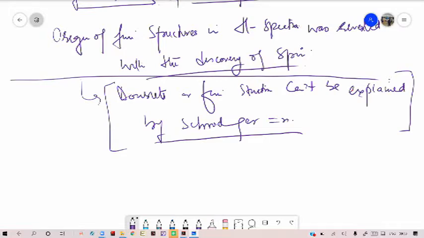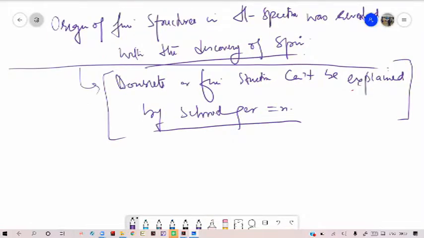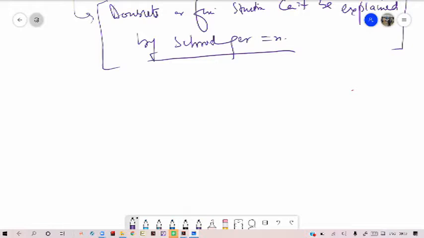Now, what exactly is fine structure, or what exactly is spin orbit interaction? Spin orbit interaction is one of the origins of the fine structure. Just remember it: spin orbit interaction is one of the reasons for the existence of fine structure. So what is actually that spin orbit interaction?